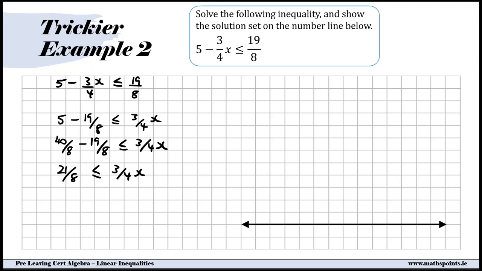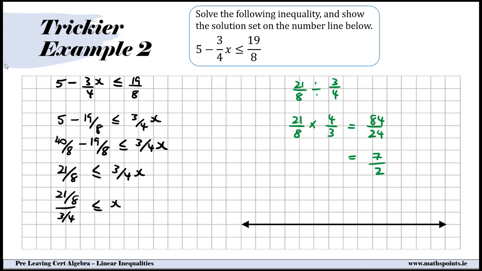And then to get x on its own, I need to divide both sides by the number beside the x, which is 3/4. So I have 21 over 8 divided by 3/4, and that's going to be less than or equal to x. So we'll do that fraction work over here on the side of the page. 21 over 8 divided by 3/4 is the same as saying 21 over 8 multiplied by 4 over 3. Remember, we invert or turn upside down the fraction that's being divided. And we get 21 times 4 is 84, 8 times 3 is 24, and that simplifies to 7 over 2.